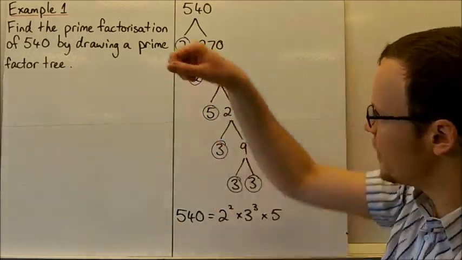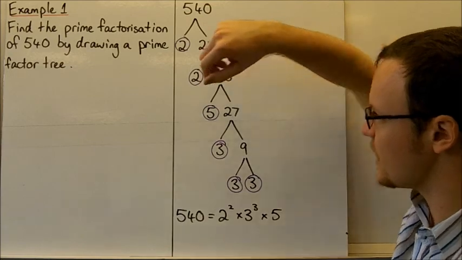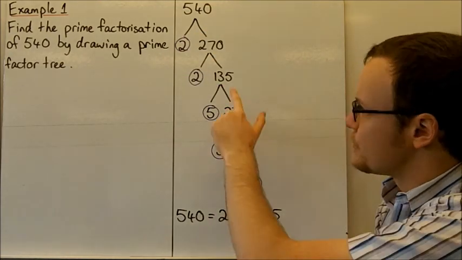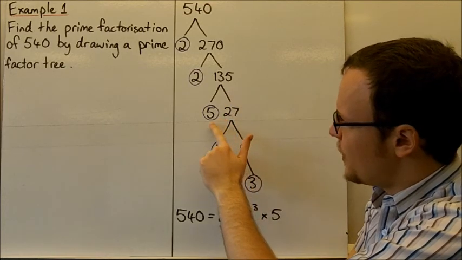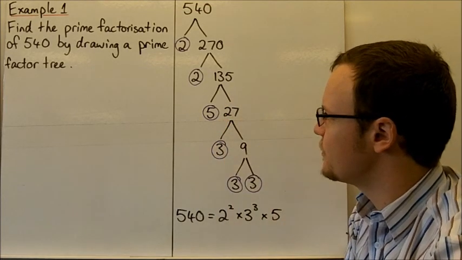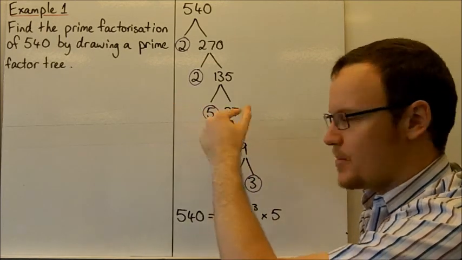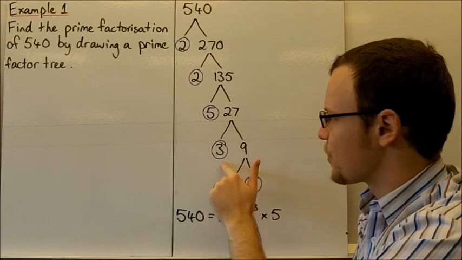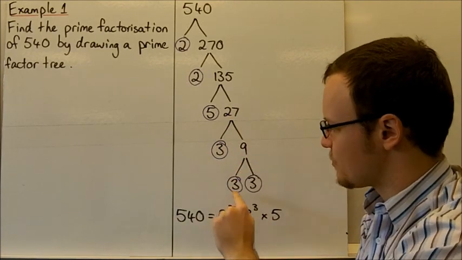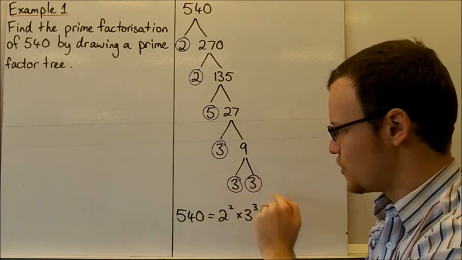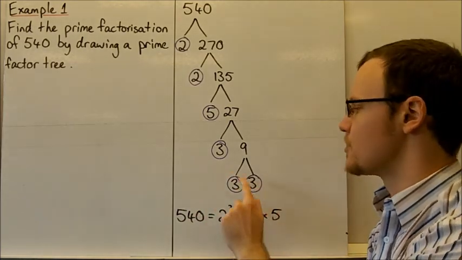135, not a prime because we can divide it by 5. Because the last number is a 5 or a 0, we can divide it by 5. So dividing it by 5, we get 5 times 27 is 135. 5 is a prime number, circle it. 27 isn't a prime. 27 is equal to 3 times 9. 9 is equal to 3 times 3. And you can see now we've gone to the end. We've got primes at the end, so we can circle all of them.